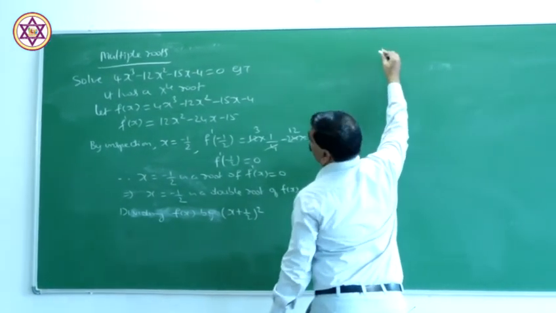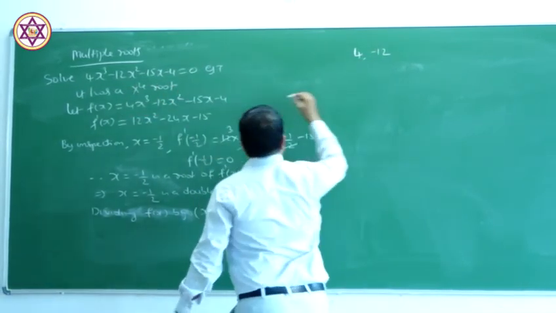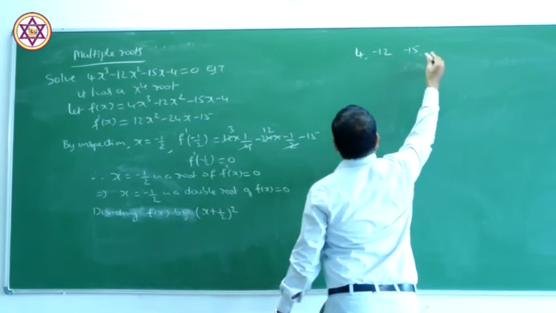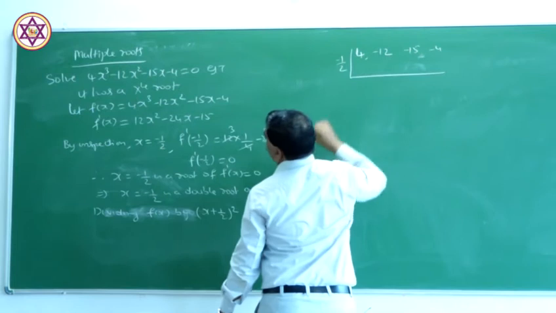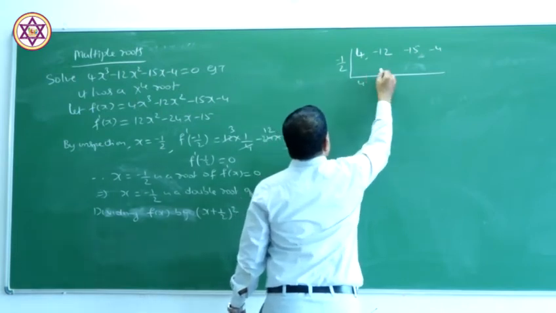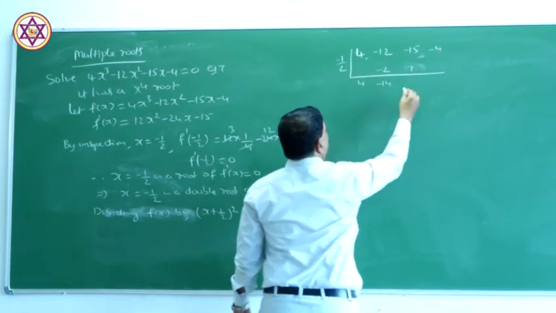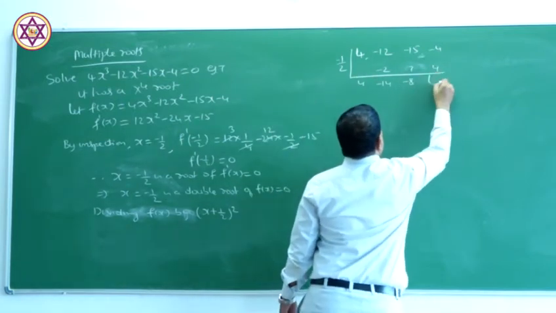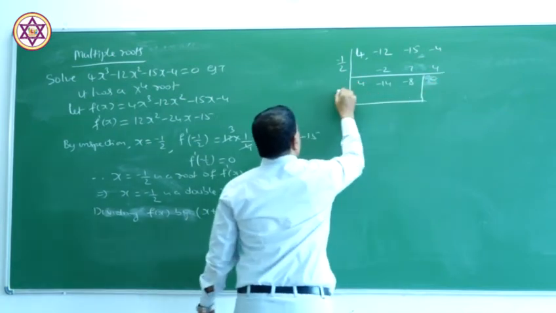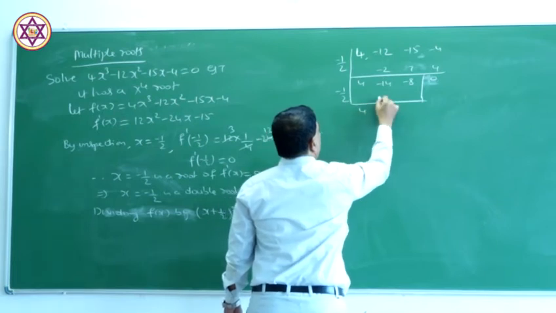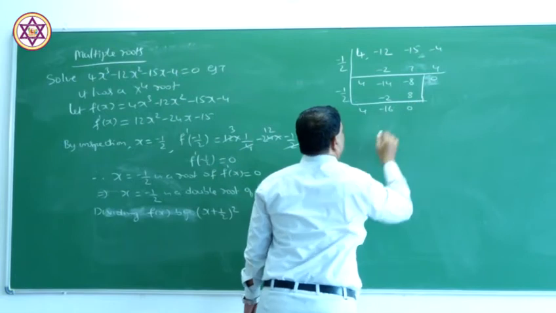So, 4, minus 12, minus 15, 4. Dividing: minus of 4 minus 2, we get minus 14, we get 7. So, minus 8, 4, we get 0. Next 4 minus 2, we get minus 16, 8. So, here we get 0.